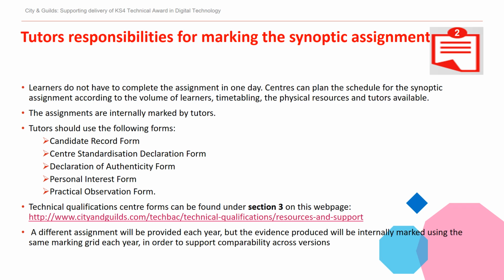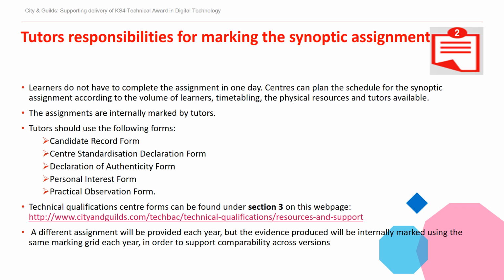The assignments are internally marked by your tutors, but you must use the following forms that City and Guilds provide. That is your candidate record form. You also need to submit evidence to show that your centre has standardised the work exactly the same as you would for internal quality assurance if there is more than 1 marker. We also need a declaration of authenticity form. Should you have a personal interest or you actually know one of your candidates, that must also be declared on the personal interest form, and the practical observation form must be submitted alongside all of this evidence. So all of these forms will be found under section 3 on the website. Again, there is a link to where you can find this information.